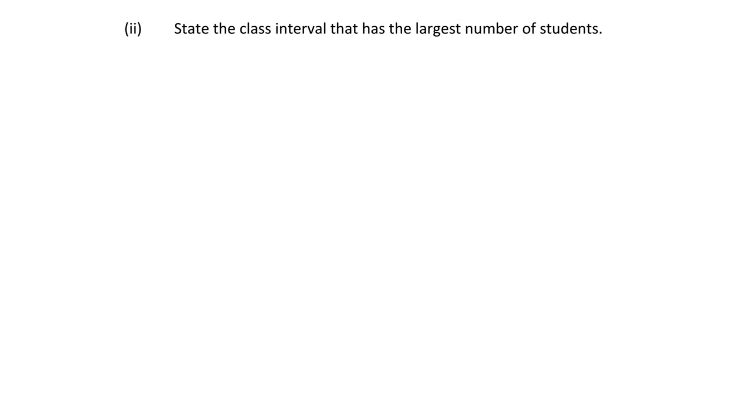For Roman 2, we are supposed to state the class interval that has the largest number of students. By observing from the table given, we can say that the class that has the largest number of students is this one, which is ranging from 61 to 70.